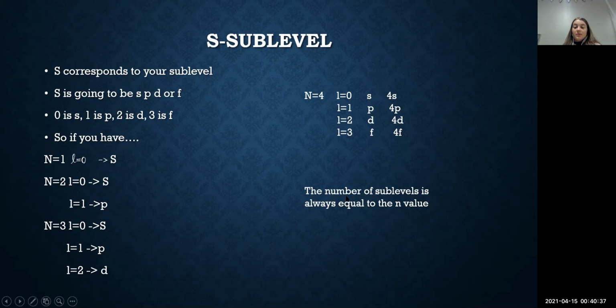So the number of sublevels is always going to be equal to the N value, which is important to know. So like if we have N equals 1, we'll have 1 sublevel. If we have N equals 2, we'll have 2 sublevels, and so forth.